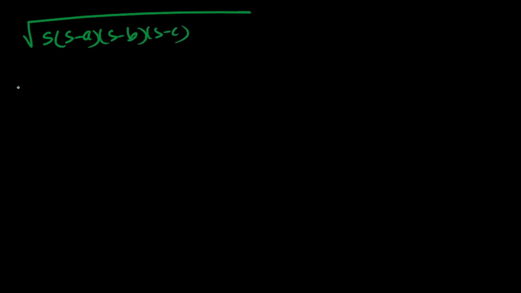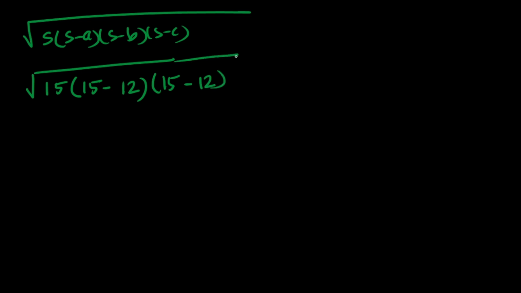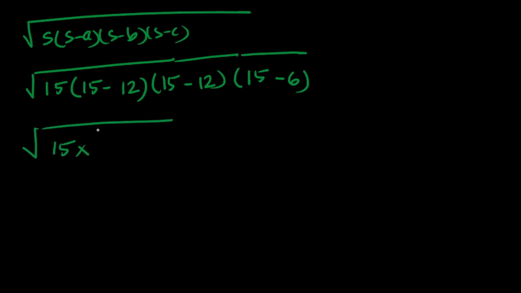Now let us write Heron's formula, that is square root of s into s minus a into s minus b into s minus c, right? So in the place of s we'll be substituting 15 into 15 minus the values of the sides. One is 12, again 15 minus 12, into 15 minus, we have found the value of c as 6. 15 into 15 minus 12 is 3, again 15 minus 12 is 3, 15 minus 6 is 9, right?